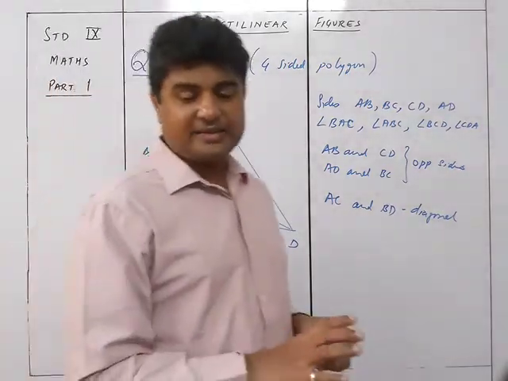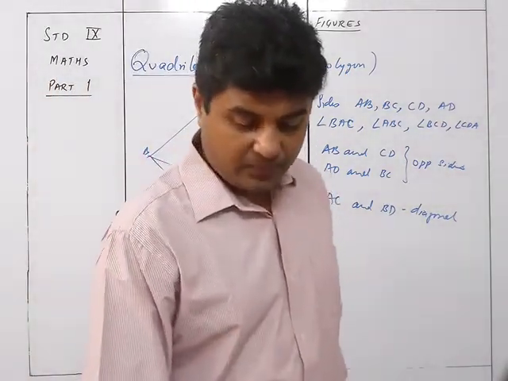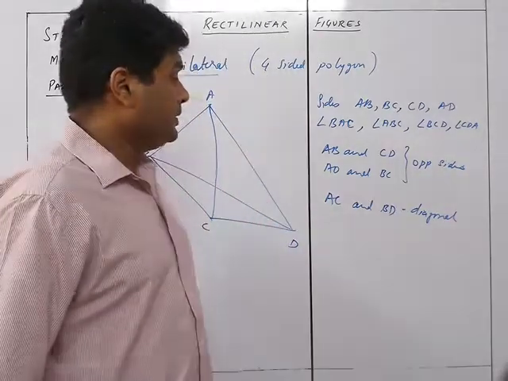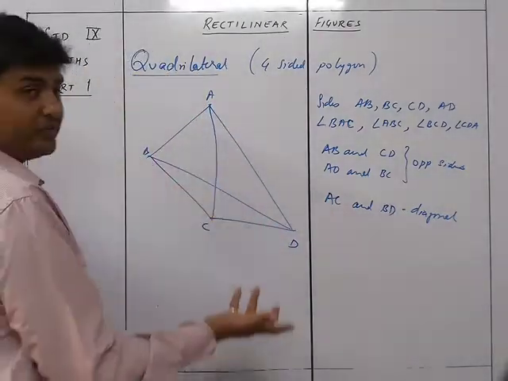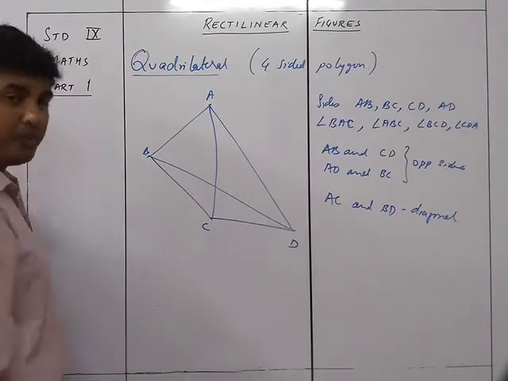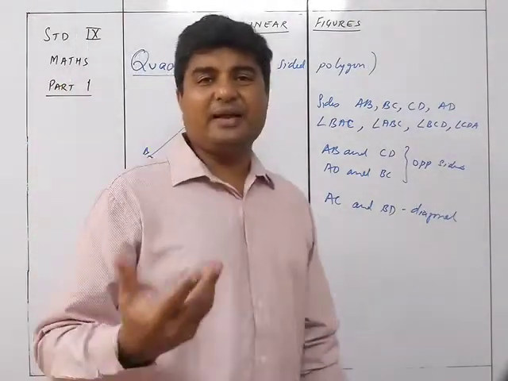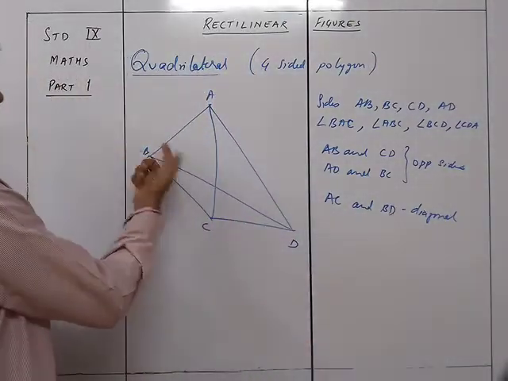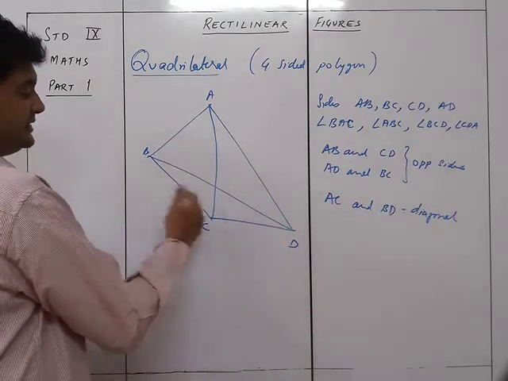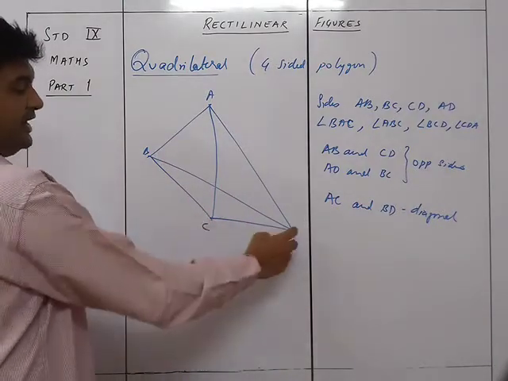The diagonals are the lines joining the opposite vertices. So the line joining opposite vertices is the diagonal. Of course, angle A and angle C are opposite angles, and angle B and angle D are opposite angles. Similarly, angle A and angle B are adjacent, angle A and angle D are adjacent, B and C are adjacent, C and D are adjacent.